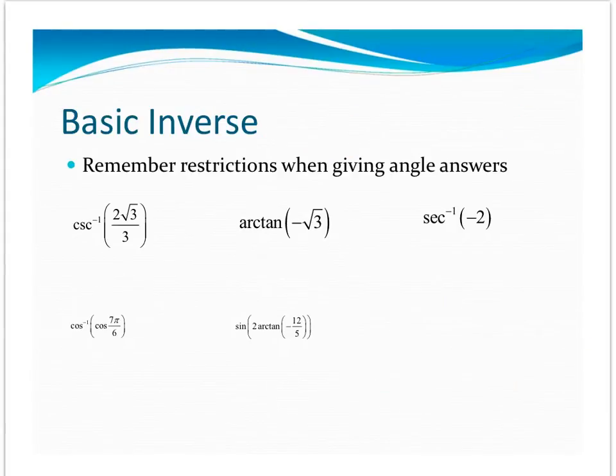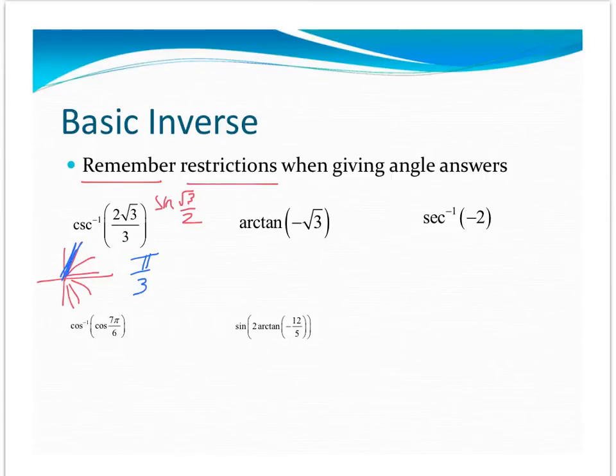When we are doing a basic inverse evaluation, if there is no equation and there is nothing telling us our answer has to be between 0 and 360, then we have to remember these restrictions. So for example, this first problem is saying at which angle is there a cosecant ratio of 2 root 3 over 3. Cosecant has a restriction in these two quadrants. So because it's positive, I'm going to think of when does sine equal root 3 over 2, and that happens right here at pi thirds.